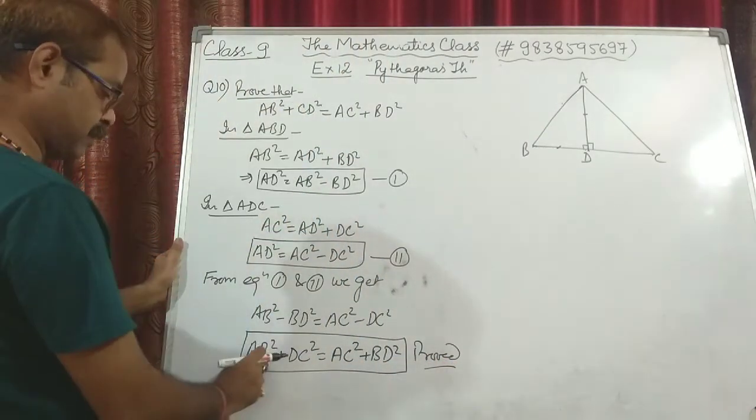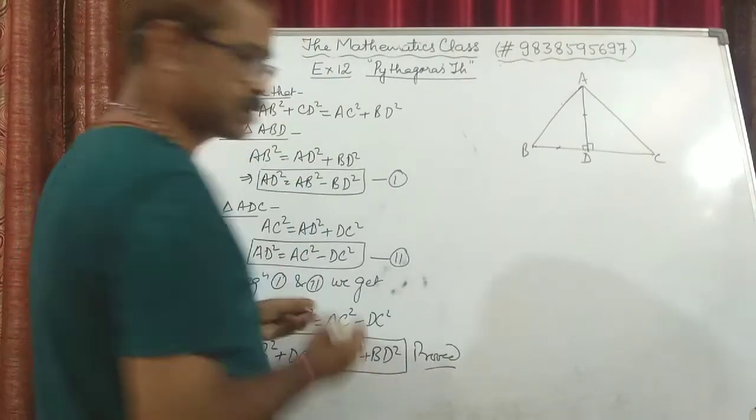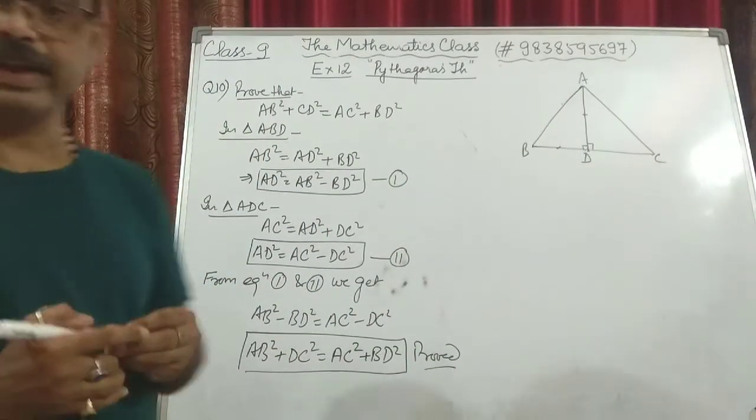AB square plus CD square is equal to AC square plus BD square. So that is the proof. Now we move on to the next question.